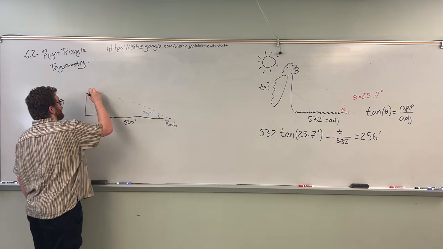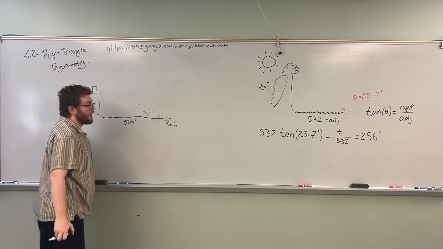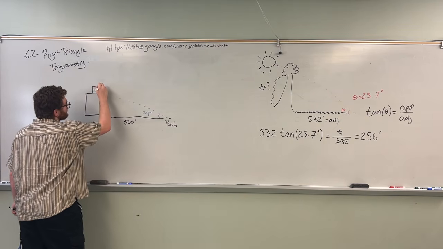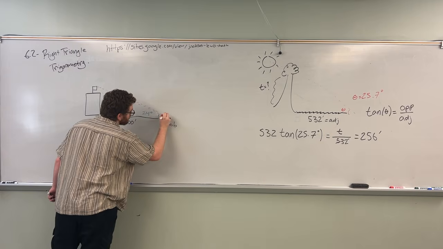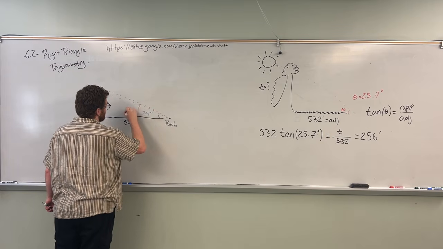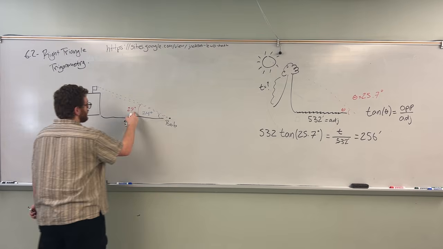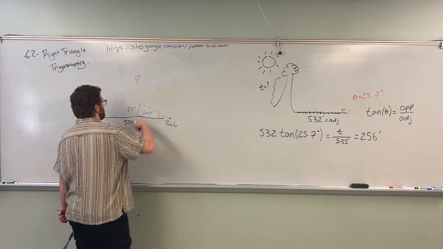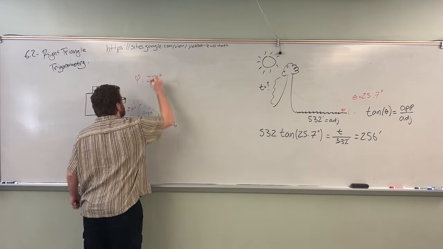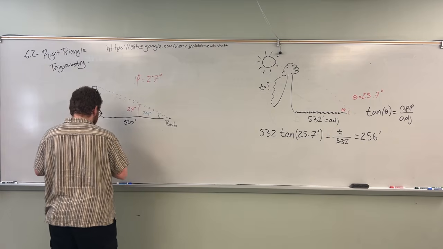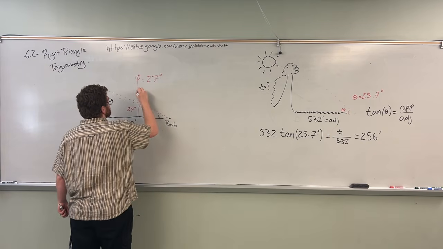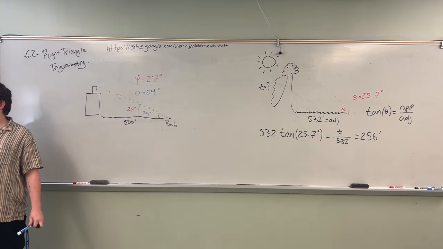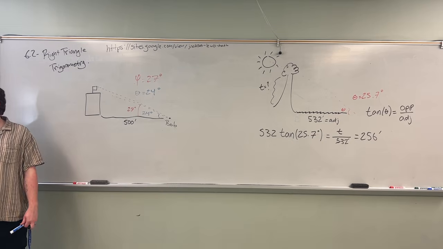There's also a flagpole, the flag on top of the building. And from the top of the flagpole to Bob, that angle is 27 degrees. I'm going to call this angle phi. It's another Greek letter that's often used for angles. And this first angle I'll let be theta. And the question is, how tall is the building? How tall is the flag on top of the building? Cool.